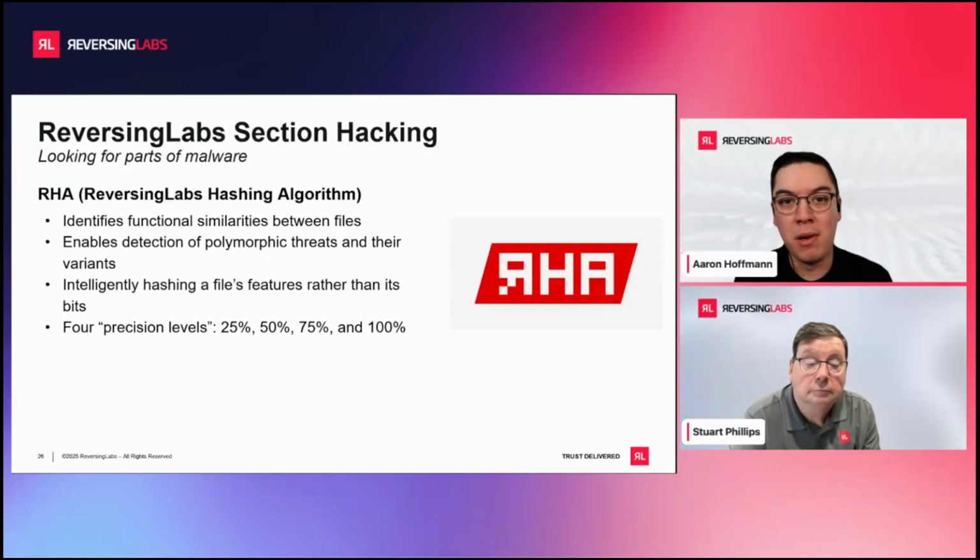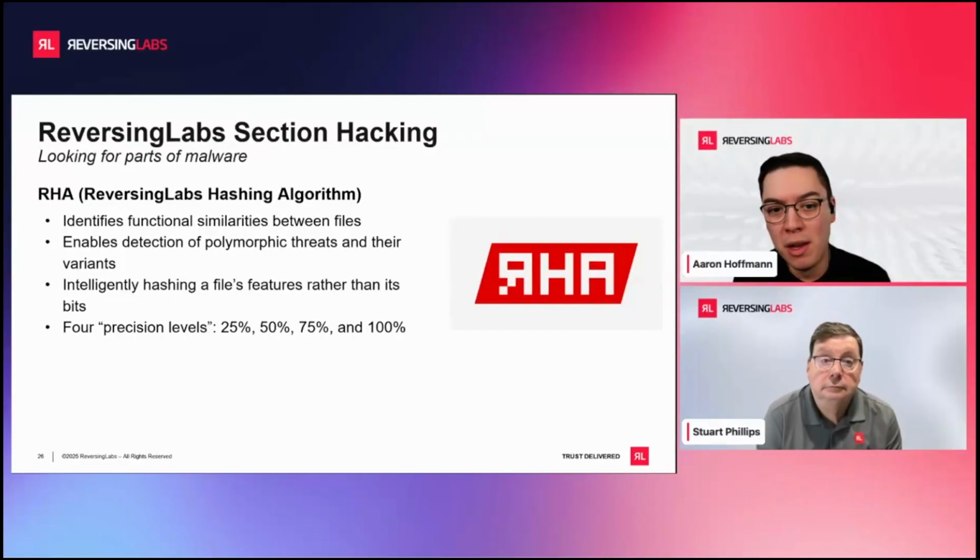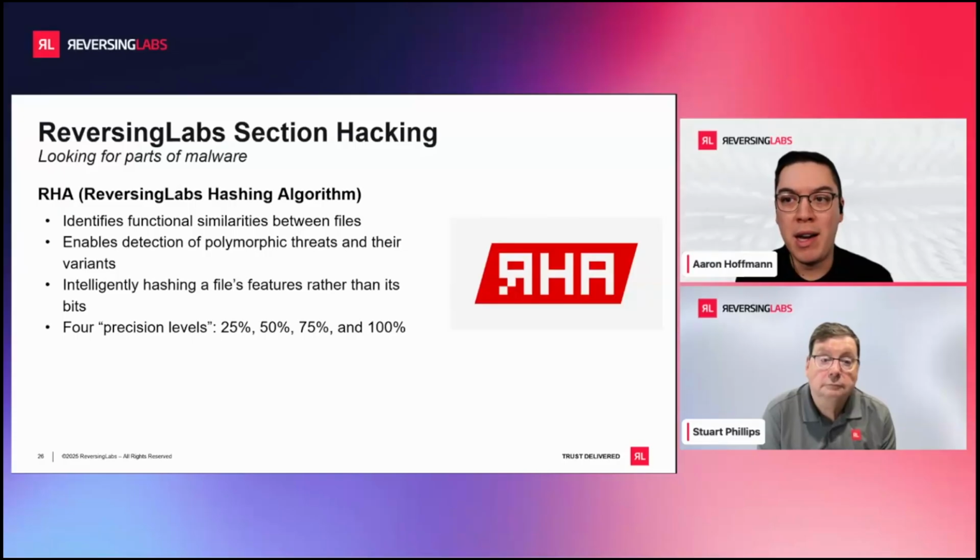And so essentially that helps reduce the overall number of files that we need to be concerned about, because generally, if you have certain malware families, they may change a couple things here and there, but some of the core functionality of any given malware is going to persist across their various versions. And so that's where RHA comes in. RHA has 4 different precision levels for determining whether or not a set of files are similar, at 25, 50, 75, and 100%.